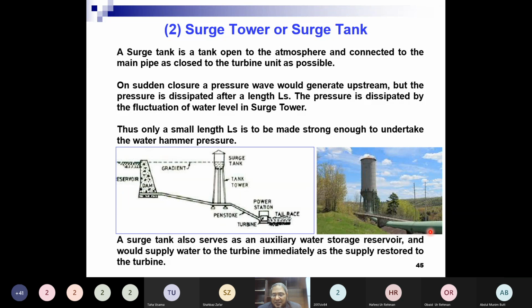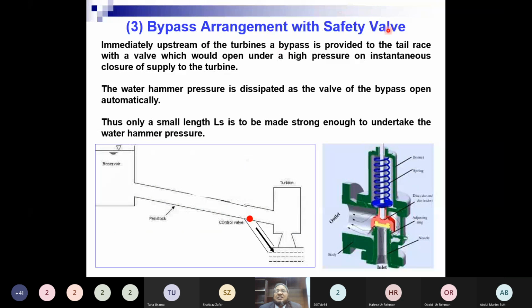Shall we move to the next slide? Yes, sir. Now the bypass arrangement with safety valve. Now this is the reservoir, and this is the penstock, and this is the turbine, and this one is the tail race, where the water is disposed from the turbine. And you know, here there is a valve, a safety valve.